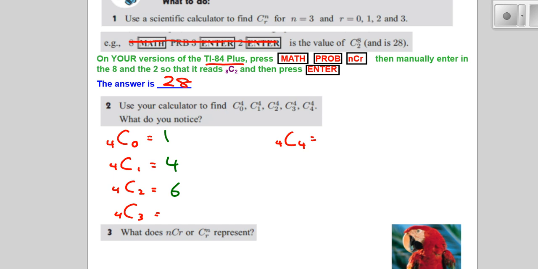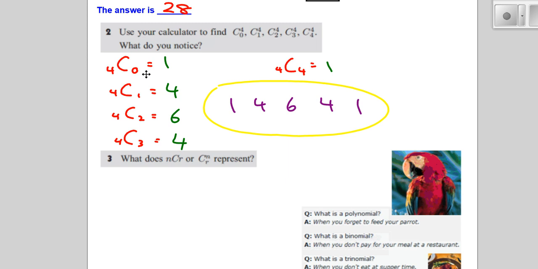Yep. So it might be helpful to sort of write those out like this. 1, 4, 6, 4, 1. Just so I can see a little pattern there. 1, 4, 6, 4, 1. Interesting. So therefore, doing these calculations, what do you think this little weird calculation is working out for you? Yeah, it's working out rows, values in Pascal's triangle for you.